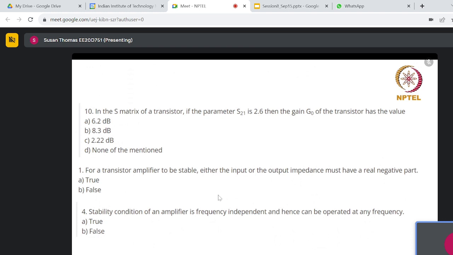Okay, now we have a small numerical. I request everyone to try this out. In the S matrix of a transistor, if the parameter S21 is 2.6, then the gain G0 of the transistor has the value. So you are given S21. Can you find G0? And if you notice, that is in dB. You have S21. The important thing to understand here is what S21 is. S21 indicates the transmission coefficient from port 1 to port 2.